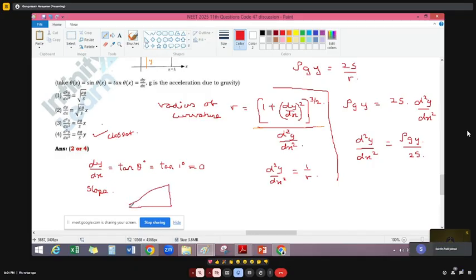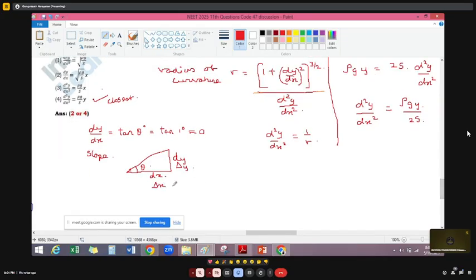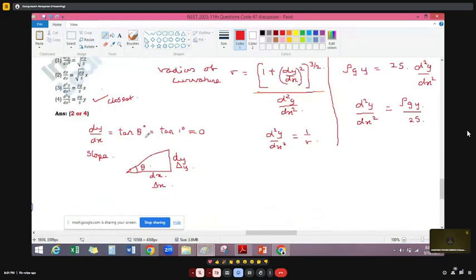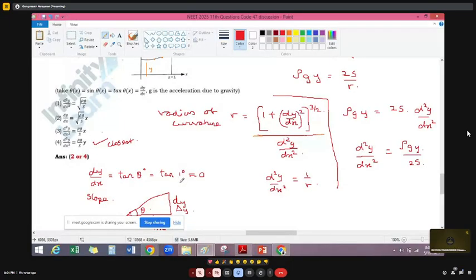This is slope, so slope means tan theta. Why tan theta? Tan theta is opposite by adjacent. Opposite is dy and this is dx. Sometimes we write it as delta y and sometimes delta x. So tan theta is equal to delta y by delta x, or dy by dx, and that is your slope. They have given that theta is very, very small, like tan 1 degree. Since the angle is very small, it will be close to 0. So since dy by dx is 0, this term goes away, which means it will be 1 by d squared y by dx squared, which means 1 by R is equal to d squared y by dx squared. I'm telling you again, this part is mathematics.